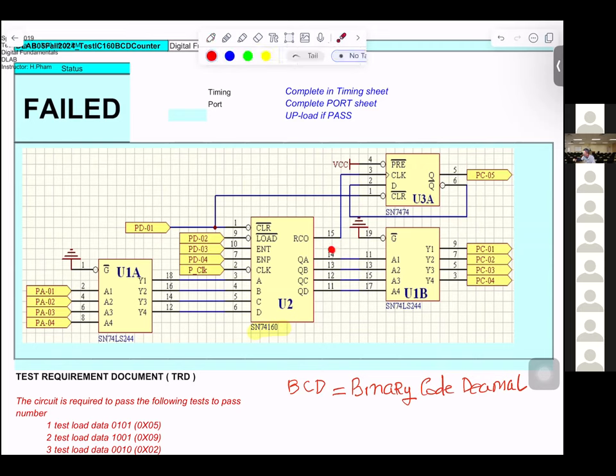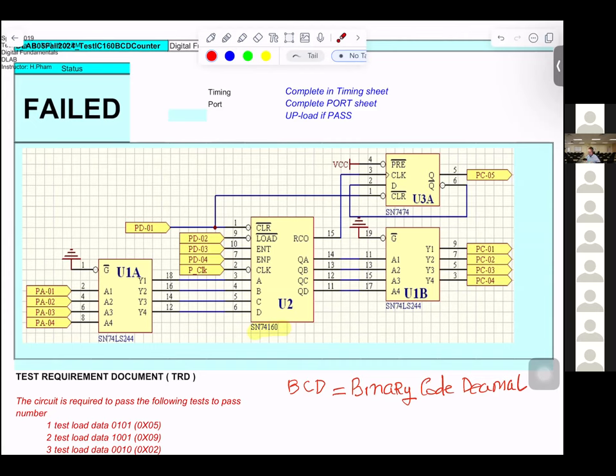However, they count only 0 to 9. Count up 0 to 9, 0 to 9. Why? Because they are BCD counters, which means they count like decimal. And in decimal you can get only the numbers 0 to 9. So this one counts only 0 to 9.